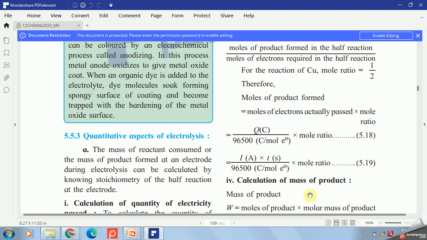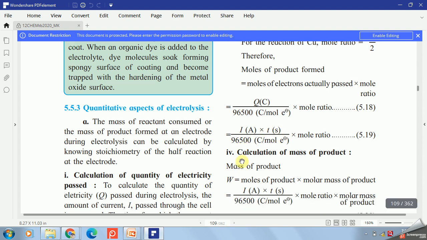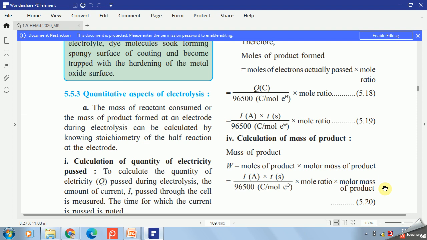Now lastly we have to calculate the mass of the product formed. So how do we calculate the mass of the product? It is denoted by W, the moles of product formed multiplied by the molar mass. We know that number of moles is equal to mass of the substance divided by the molar mass of that substance, so simply it is a rearrangement. So what is the moles of product formed? It is I in ampere into t in second divided by 96,500 coulomb per mole of electron, multiplied by the mole ratio, into the molar mass of your product. This is the first method, where we calculate in a stepwise manner.